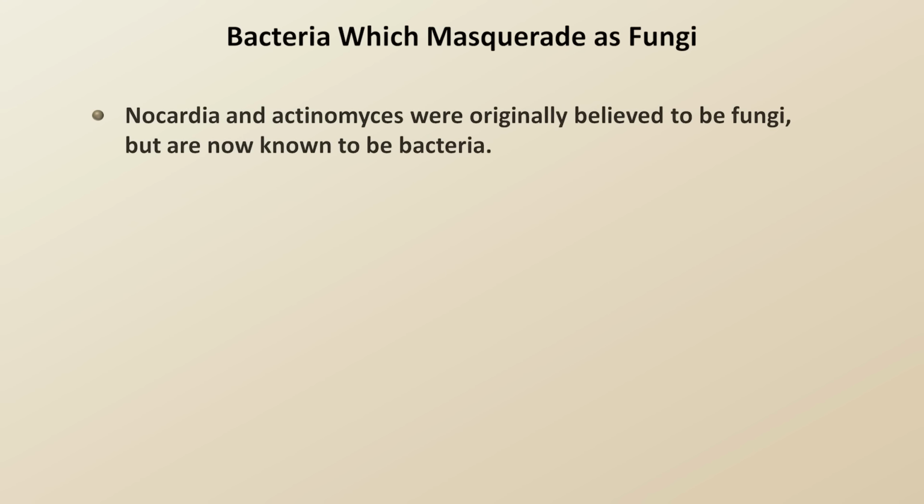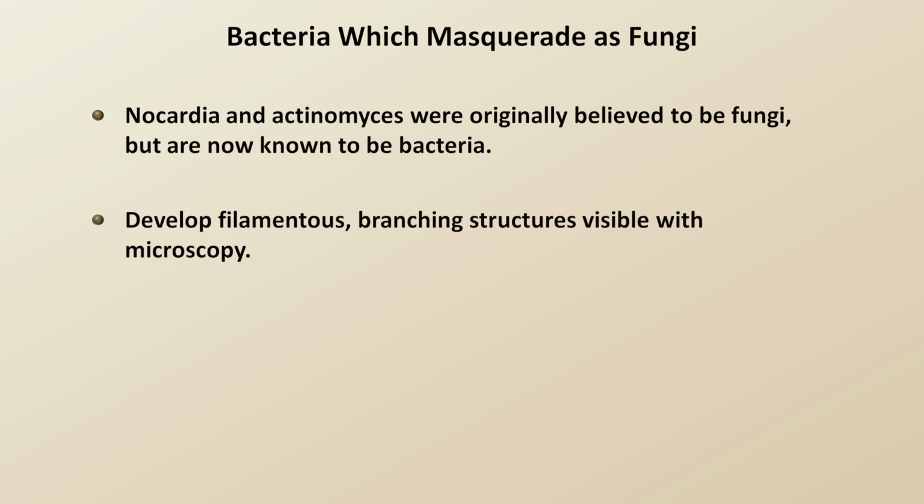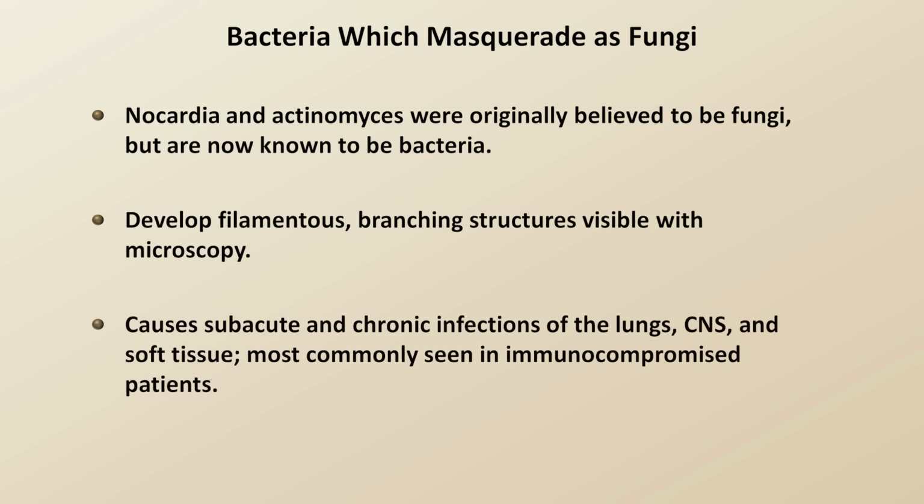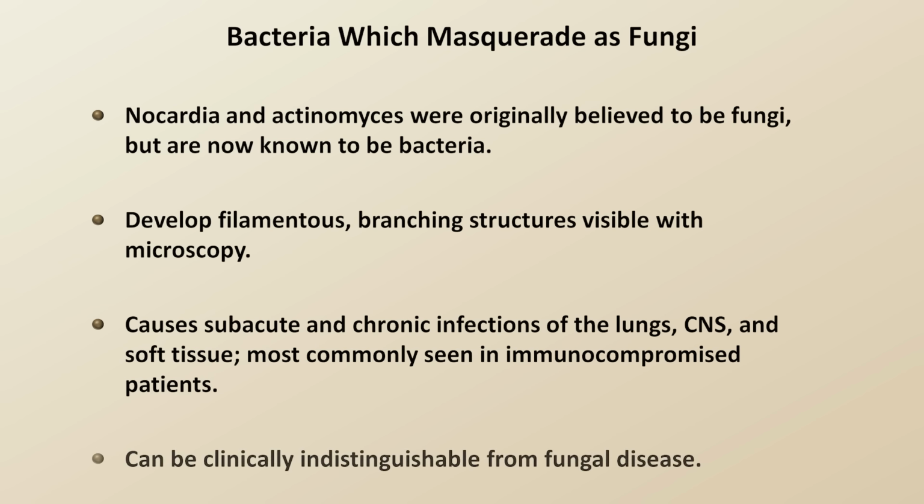In addition to the major types of pathologic fungi, there are some bacteria which masquerade as fungi, specifically Nocardia and Actinomyces. Both of these develop filamentous branching structures visible with microscopy, and they cause subacute and chronic infections of the lungs, central nervous system, and soft tissue, most commonly seen in immunocompromised patients. Infections by Nocardia and Actinomyces can be clinically indistinguishable from fungal disease, except for the fact that, as with Pneumocystis, they are only susceptible to antibacterial antibiotics and not to antifungals.